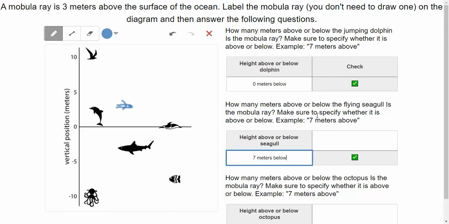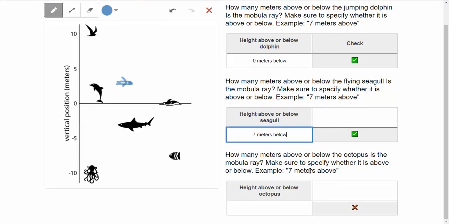Okay. Now, how many meters above or below the octopus is the mobula ray? Well, the octopus is down here at -10 meters below sea level. The ray is at 3 meters above. So the difference between those: if I went 10 it would take me to sea level, so there's an additional 3 meters above that. So we would say 13 meters above for that, okay? Another way to look at that is if I had -10 and I have 3, the difference between those is actually 13 meters.